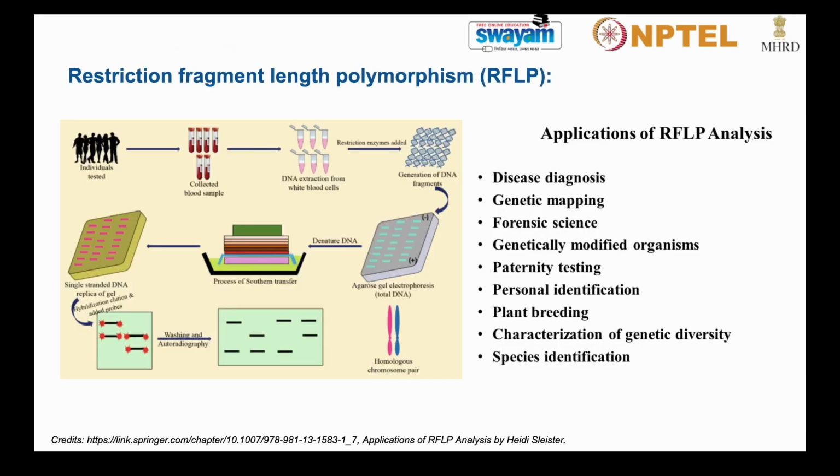Now let's move towards another technique, restriction fragment length polymorphism. As the name suggests, different restriction fragments will be generated, and on the basis of their length you will observe polymorphism, which means differences occurring on the basis of restriction fragment lengths. So how do we perform this RFLP analysis?